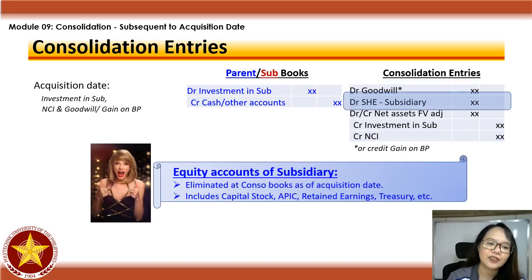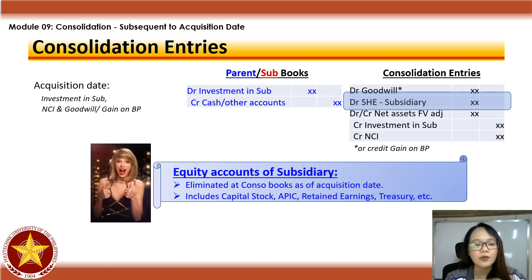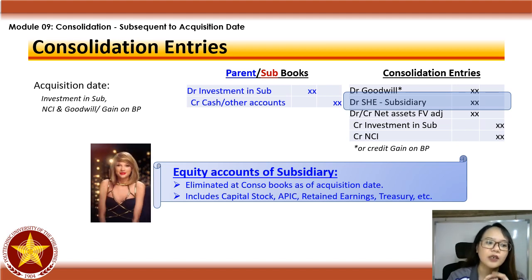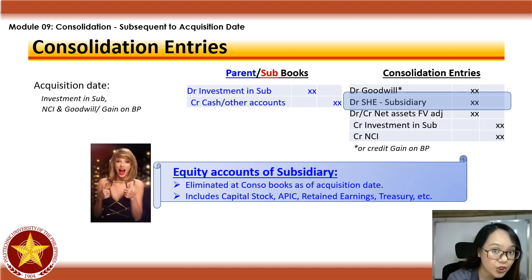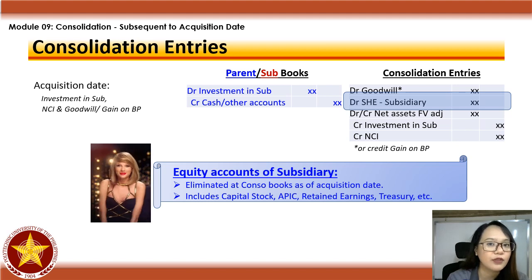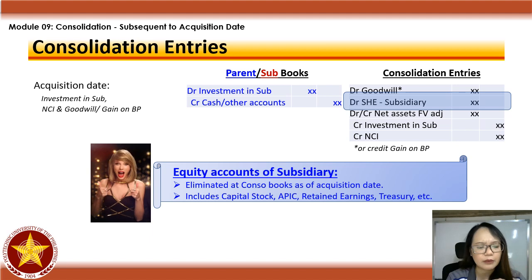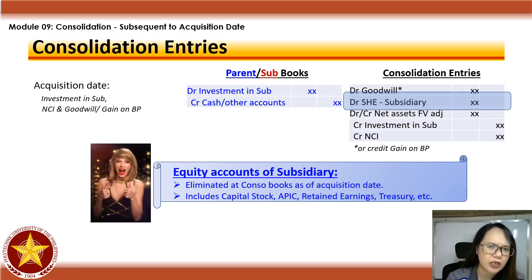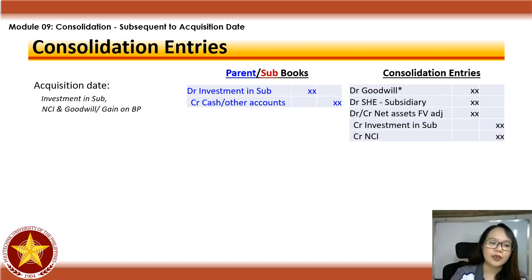Next, finally, the shareholders' equity accounts of the subsidiary. So this, the equity of the subsidiary, you eliminate it when you get to consolidation. Why? So that what remains as of acquisition date will just be the equity of the parent company. So what are the accounts that you eliminate, that you debit? That will be debit capital stock, retained earnings, treasury, equity reserves if any. So, all the equity of the subsidiary.